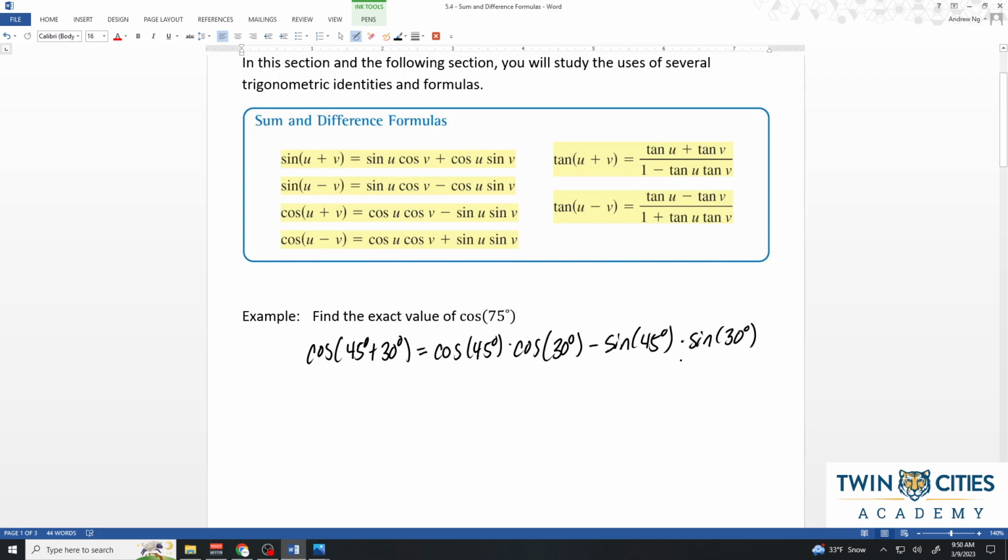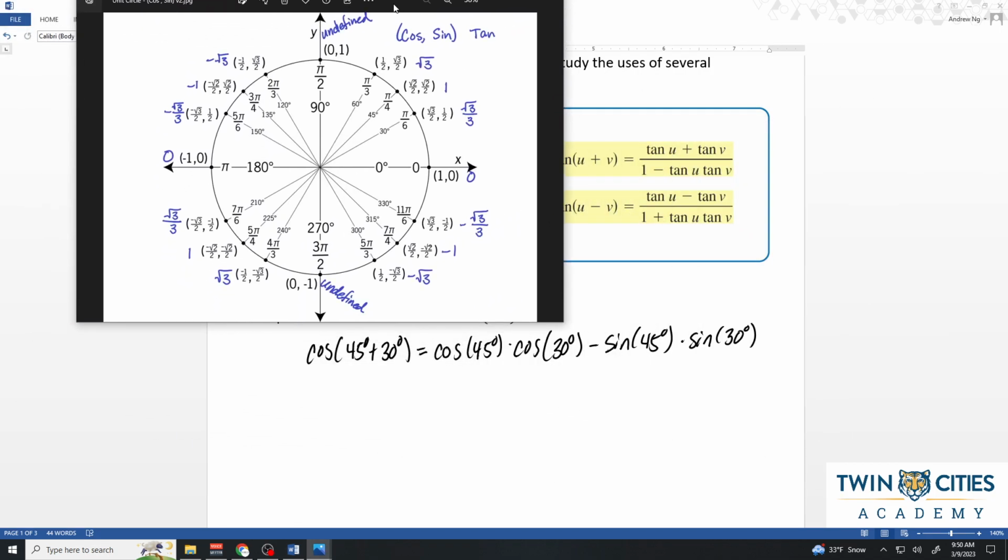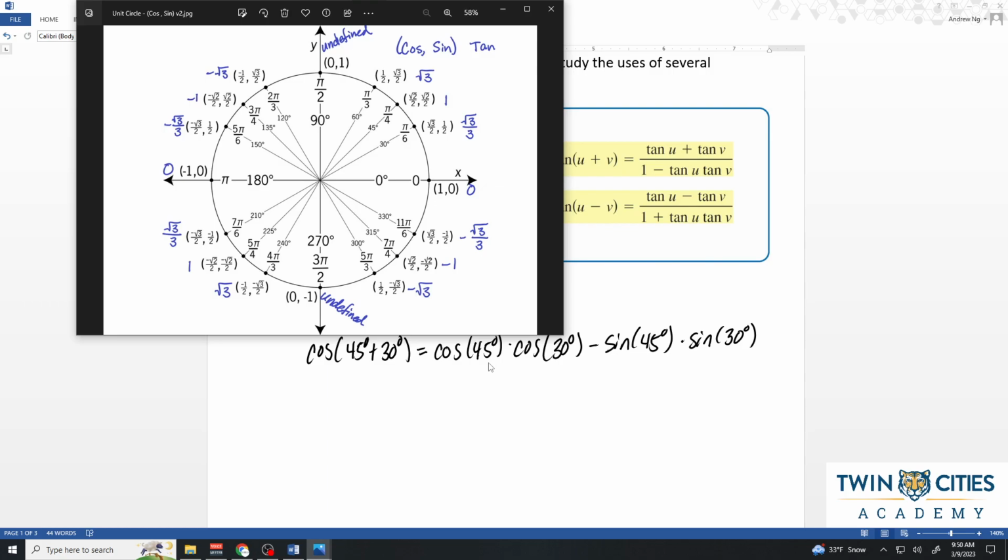All right, now I want to bring my unit circle over here. I want the cosine of 45 times the cosine of 30. So I find 45 degrees and 30 degrees. Cosine of 45 is square root of 2 over 2. And 30 degrees, cosine of that, is square root of 3 over 2. And then I'm going to subtract sine of 45, which is square root of 2 over 2, times the sine of 30 degrees, that'll be 1/2.